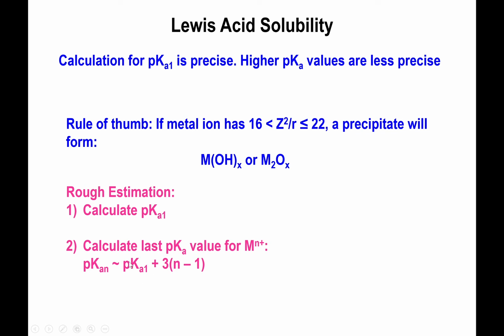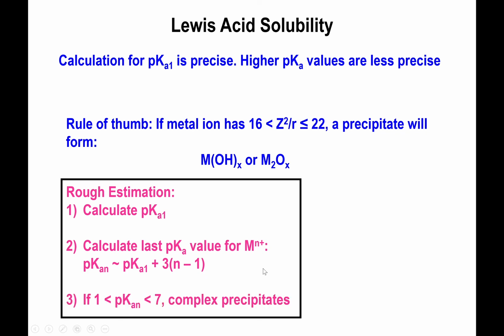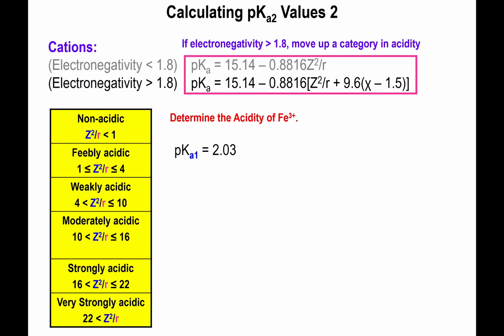So to estimate what the final pKa is going to be, I have a very rough formula right here. You use the first pKa that you calculate using the equations, and to that pKa you add 3 times n minus 1, where n is the charge of the metal. And the idea is that if this final value falls between 1 and 7, then you're going to precipitate a complex, because the final pKa will be acidic enough that you will remove that last proton that will turn the complex neutral. And once the complex becomes neutral, it will crash out from solution as a precipitate.